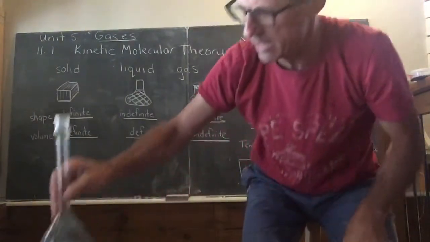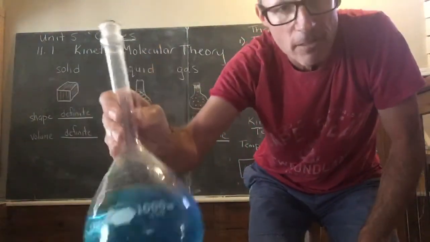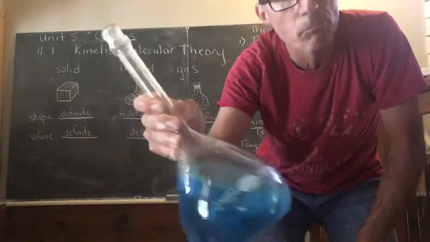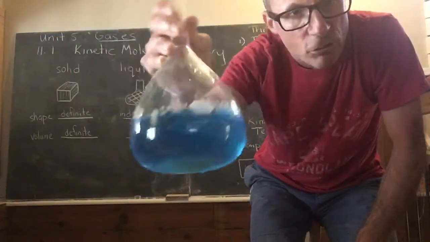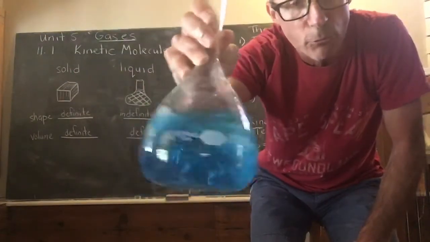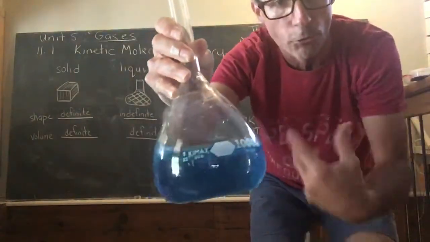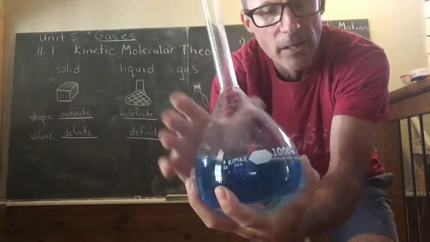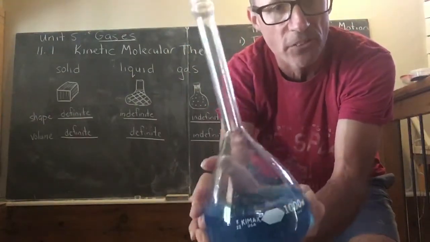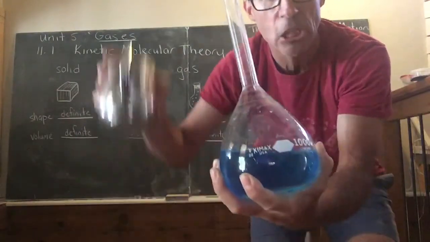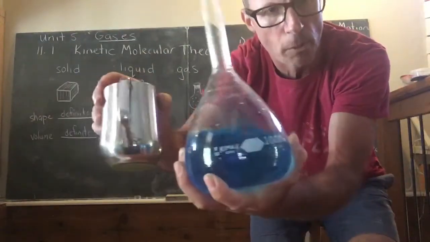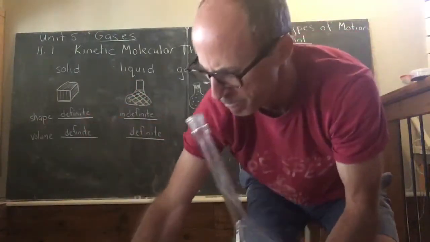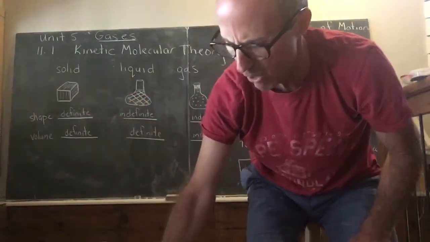On the other hand, we know that liquids from the last unit have a definite volume, but the shape can change. As you can see, as I swirl this, it flows. The particles in this liquid, for the most part, are less ordered than they are in the solid, but they are further apart as well. So that's the difference between liquids and solids. We're going to leave those for now.